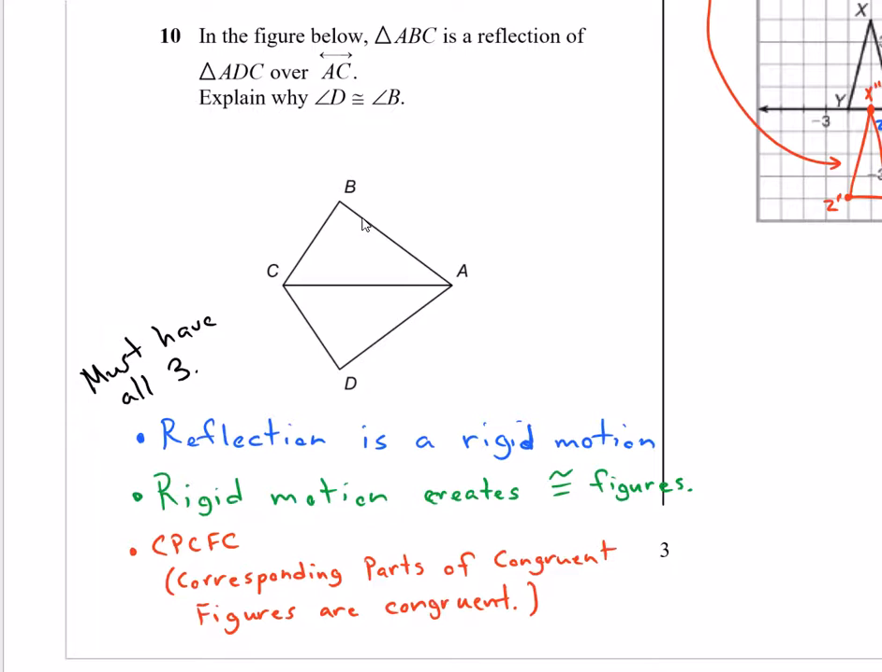And then the last one, we can use the shortcut abbreviation CPCFC, which means corresponding parts of congruent figures are congruent. Now this is just a quicker way of writing that, because we know that those two figures are congruent, the parts that match up have to match up together. So it saves you a little bit of time writing it, and you get CPCFC. That just means that those corresponding parts are congruent to each other.